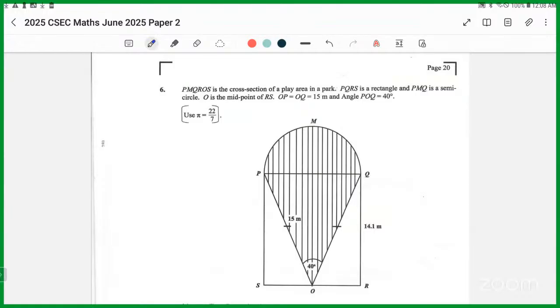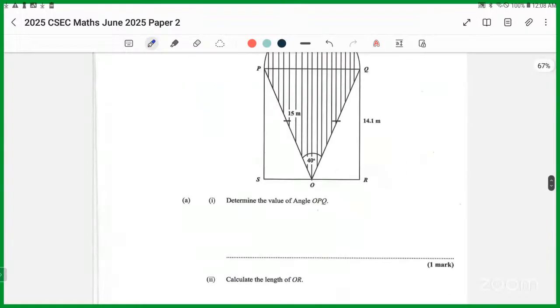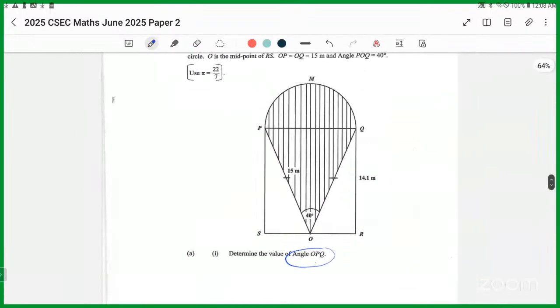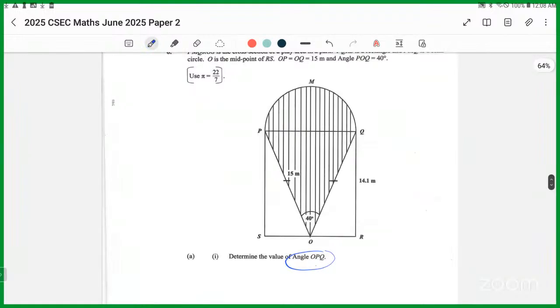All right, so let's go. What do they want us to do? Determine the value of angle OPQ. So this angle here is the one that I want.